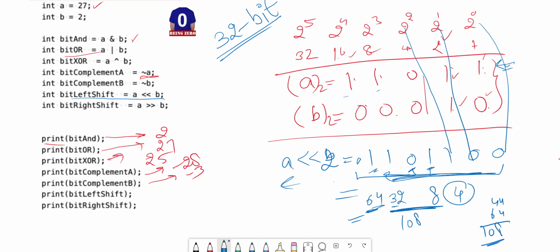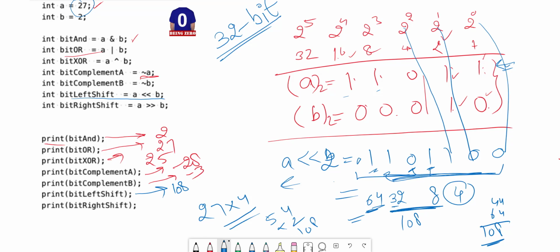And if we actually see, this answer is nothing but 27 into 4, because one left shift multiplies the number by 2. 27 2s are 54 and 54 2s are 108. So this will have the answer as 108.